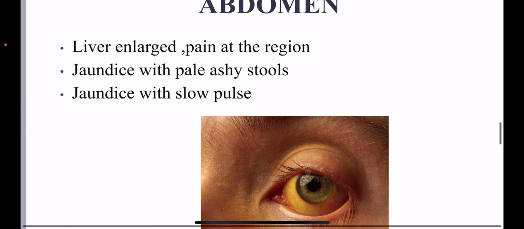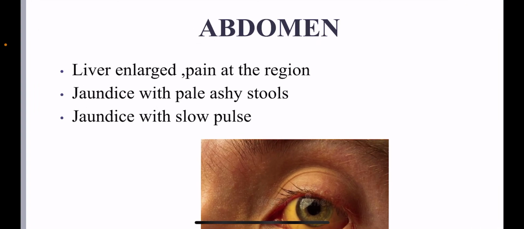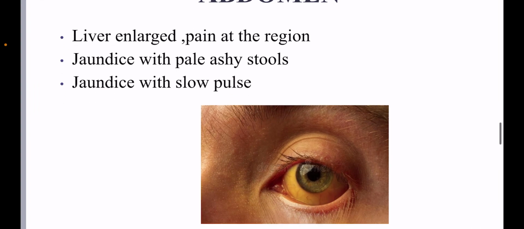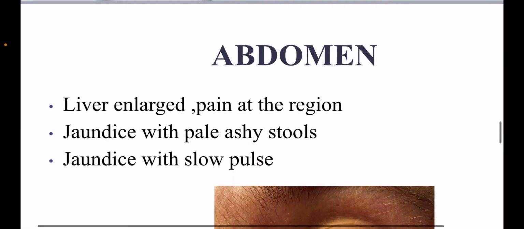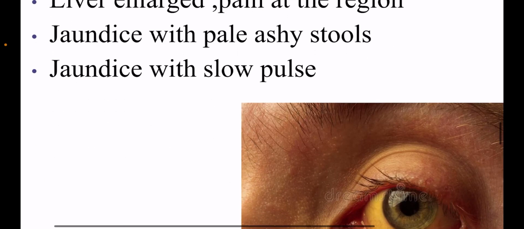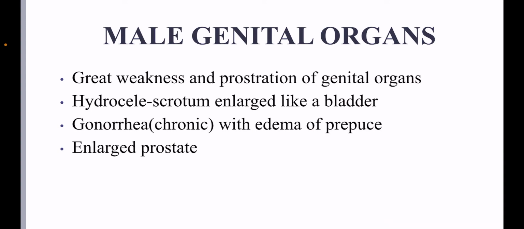Now let us go to the abdomen. The liver is enlarged, pain at the region of the liver, jaundice with pale ashy stools, jaundice with a slow pulse. You can see jaundice, icterus, the liver is enlarged and there are ashy stools. Male genital organs: there is great weakness and prostration of genital organs.